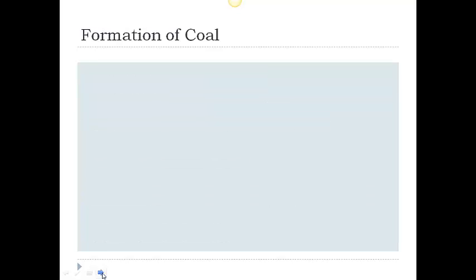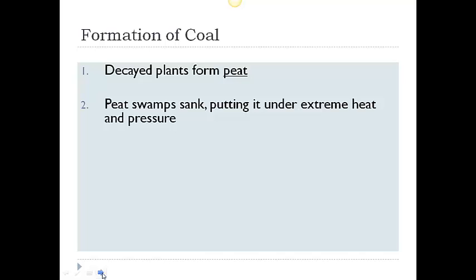All right, finally coal. Formation of coal. So what we start with for coal, again, is dead plants and animals, specifically in this case, dead plants that have formed something called peat. You may have heard of a peat bog before. I actually have an example of peat in class that maybe we'll get out sometime and I can show you what it looks like. It's a real light brown, kind of dried plant looking material.